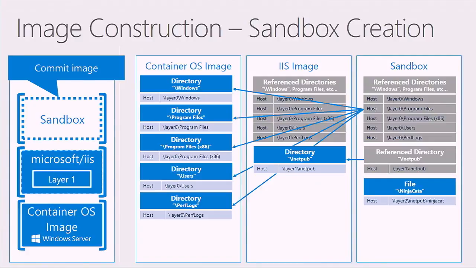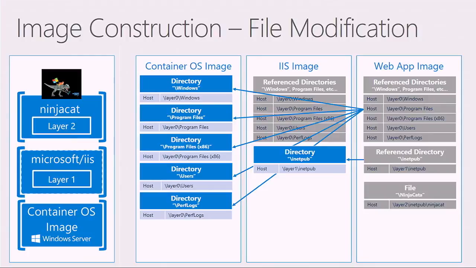They're represented off the IIS image and all the way back to the container OS image. They're just pointers back to these things. And this actually allows me to now commit that image and have a Ninja Cat image. Right? So now I've got three images.